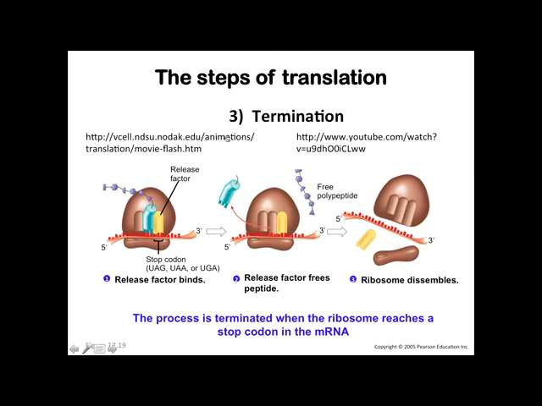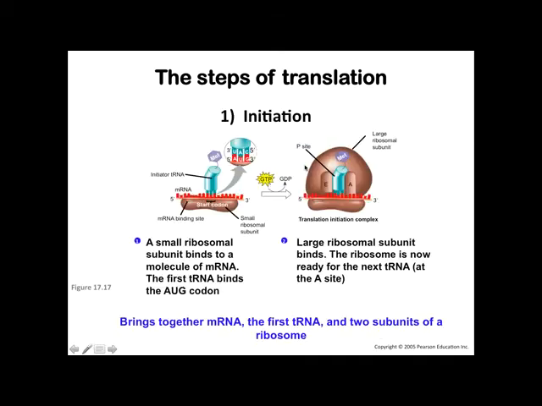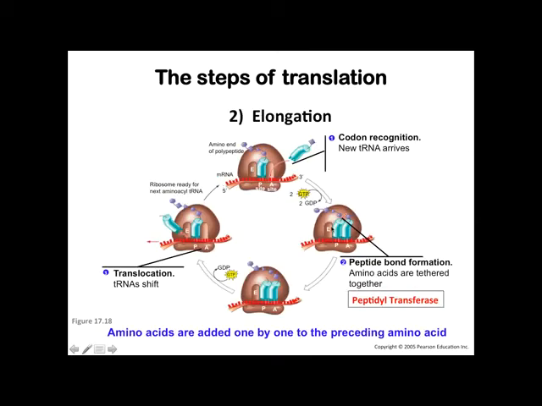The URLs are shown here on the slide, so you can copy those into your browser. But again, when we're talking about the steps of translation, this is the amount of detail that you need to go into. Your book goes into a lot more detail. I'm not asking you to know that much, but you should know the role of the small ribosomal subunit, the large ribosomal subunit, where the tRNAs bind, where the peptide bond formation occurs, and so on.